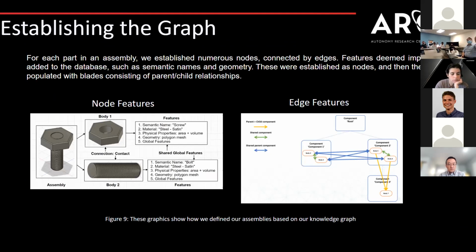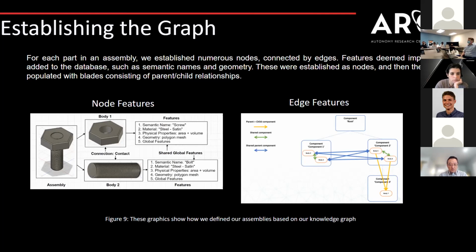These were established as nodes, and then the graph is populated with blades consisting of parent-child relationships. As you can see here, we have a bolt and a nut, a very simple assembly of two parts. So we have body one, and this shows the semantic name. You screw, the material is steel, satin steel. Physical properties, we have the area, the volume, the polygon mesh, which shows the geometry, and all the global features.